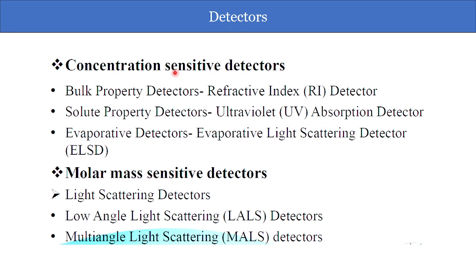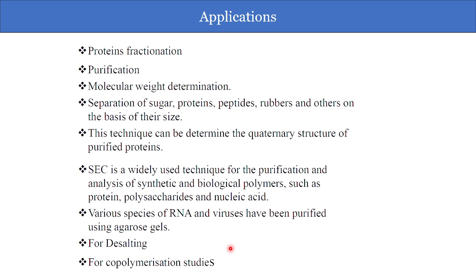Then we have the detectors. There are many types of detectors. You can check through them, like the bulk property detectors, solute property detectors, ELSD. You have the molar mass sensitive detectors, which you might be mostly using, the LALS detector, light scattering detectors, and the MALS detector. Okay.